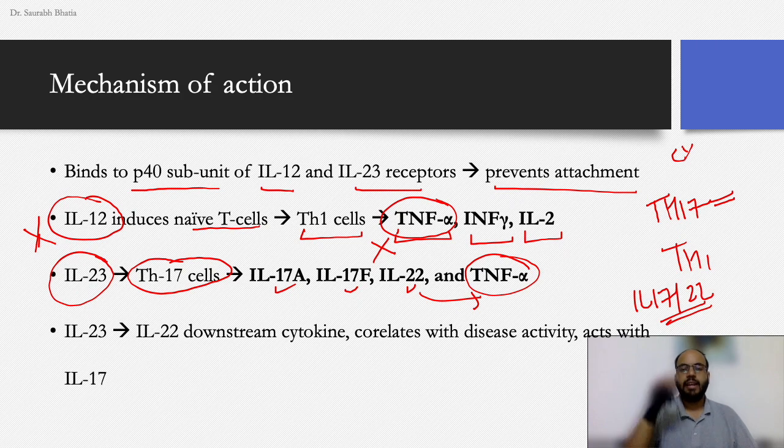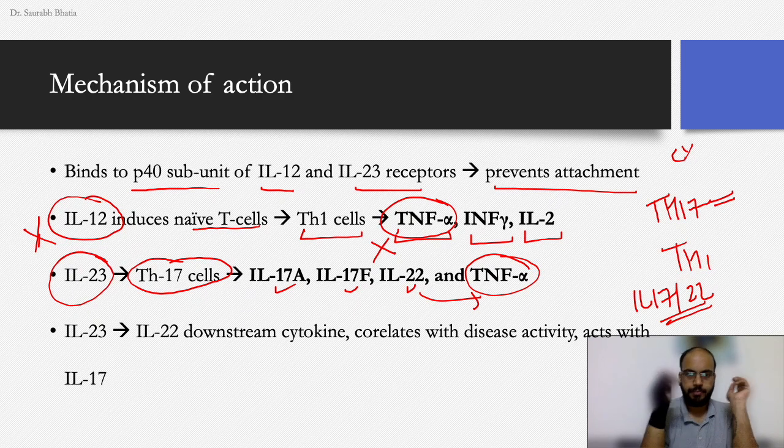Remember, if you are having any kind of confusion about these aspects, it's a good idea to go back and see the video on the pathomechanism of psoriasis, where we have discussed in detail how the psoriatic plaque forms and what are the inflammatory cascades that happen. So you will have a better understanding of how these cytokines and chemokines play an important role in the pathomechanism of psoriasis.